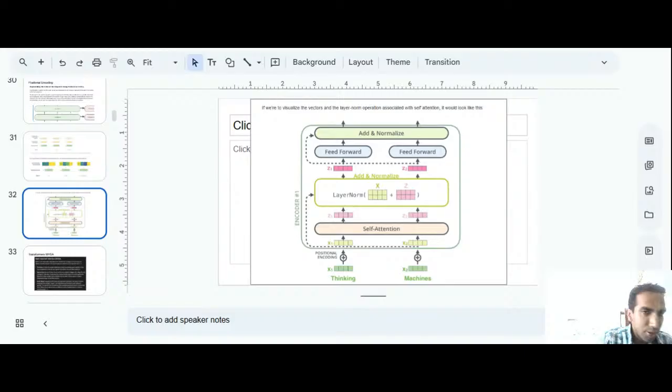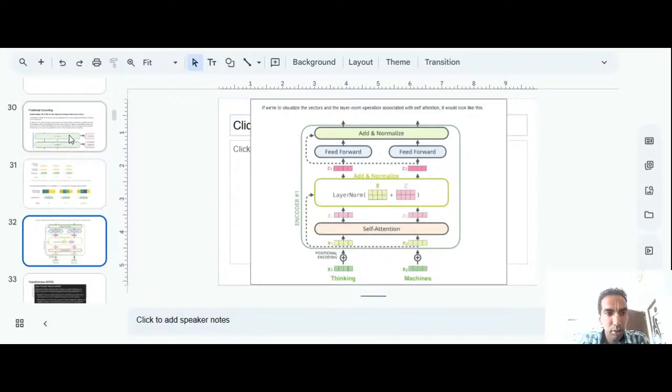So let's do one thing. Let's start with the transformer basics only. What is the first step we do in a transformer? We feed in a sentence, right? What do we do on top of the input sentence?